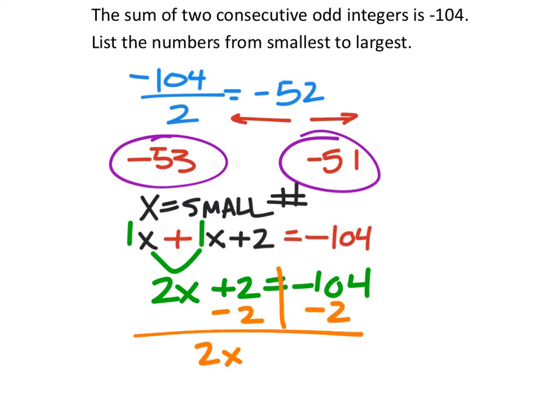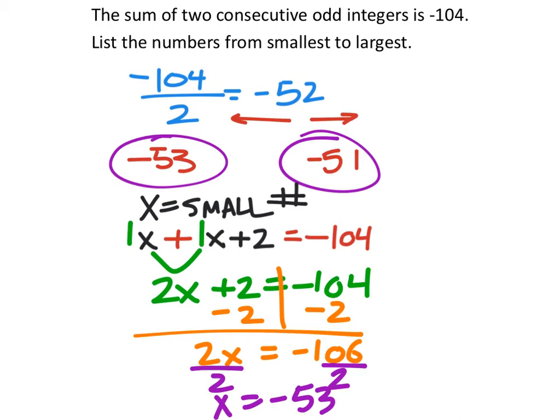So now 2x equals negative 106. And then finally, divide both sides by 2. That tells us x equals negative 53. Now, I said x was the smaller number, right? And we can see it up there. Remember, since it's negative, the bigger number will be a smaller negative. So when you add 2 to that, you will get negative 51, which is the bigger of the two numbers.